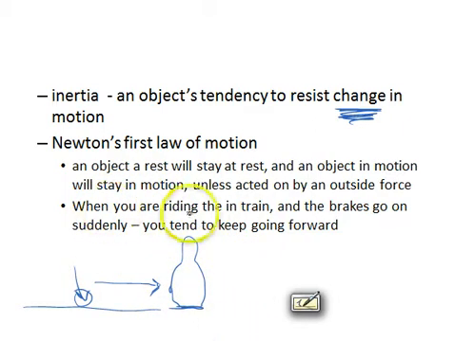Also, when you're riding the train and the brakes go on suddenly, you tend to keep going forward. You might bump into the person next to you if you're not holding on tight to the railing.